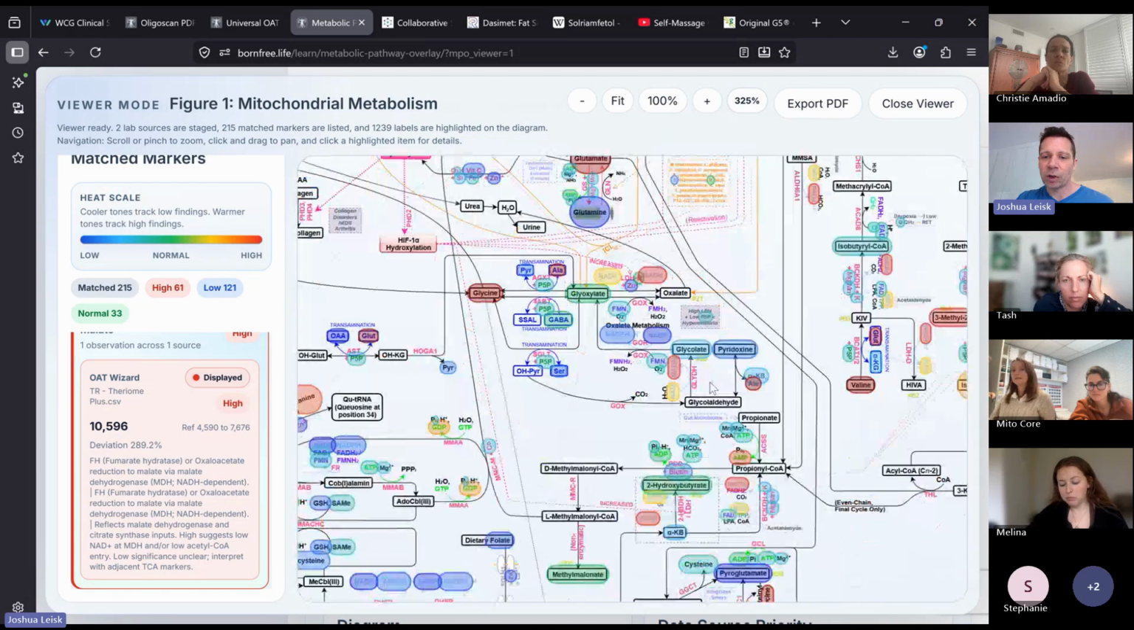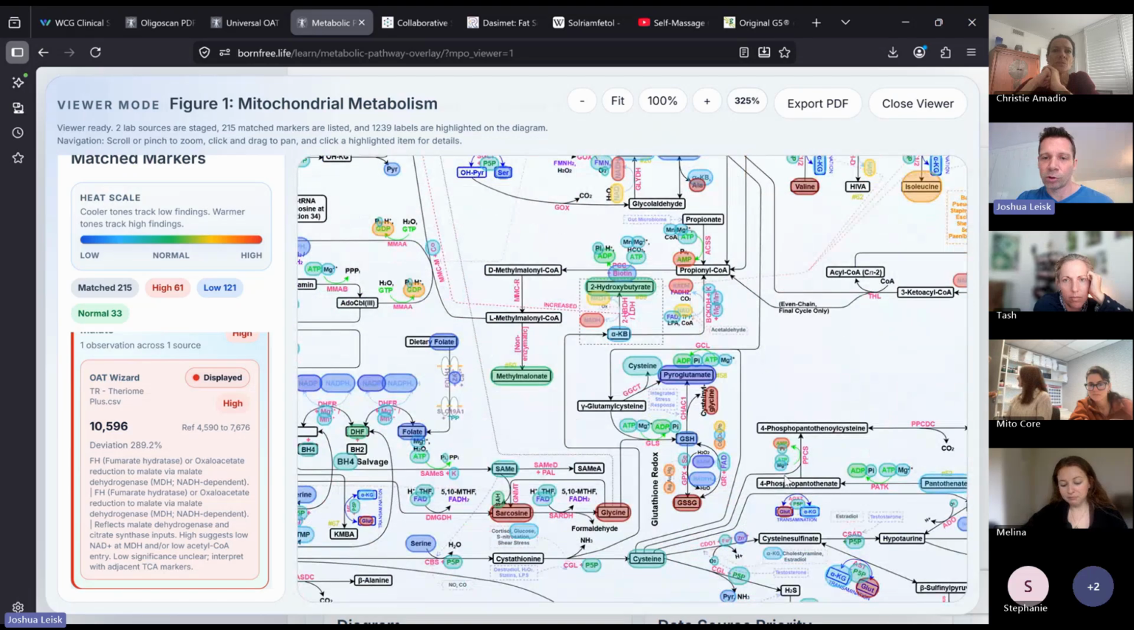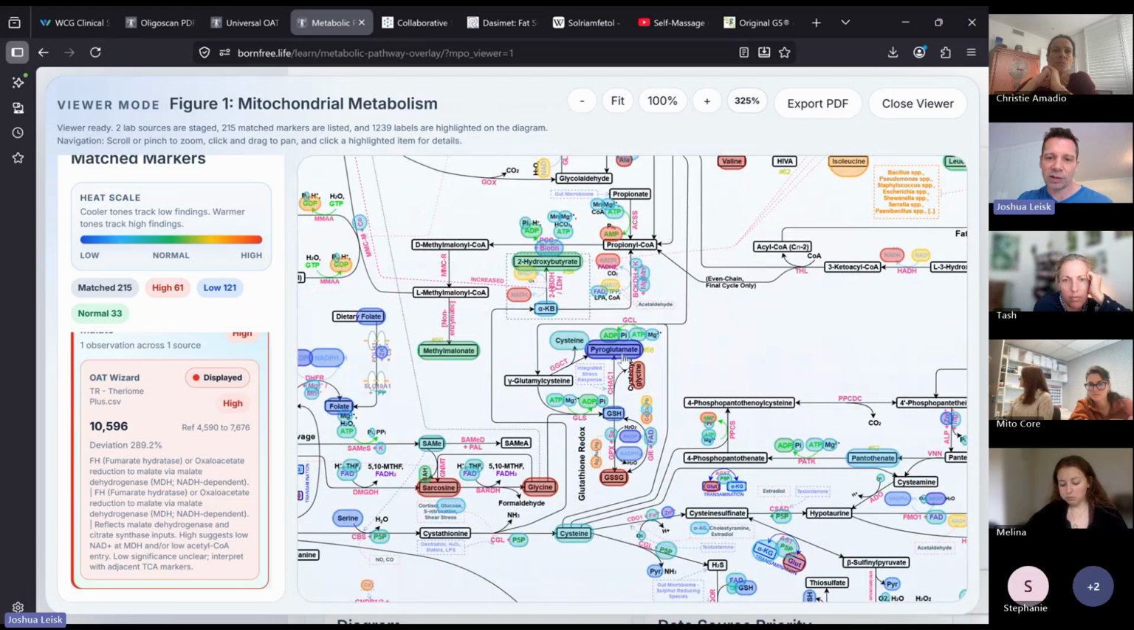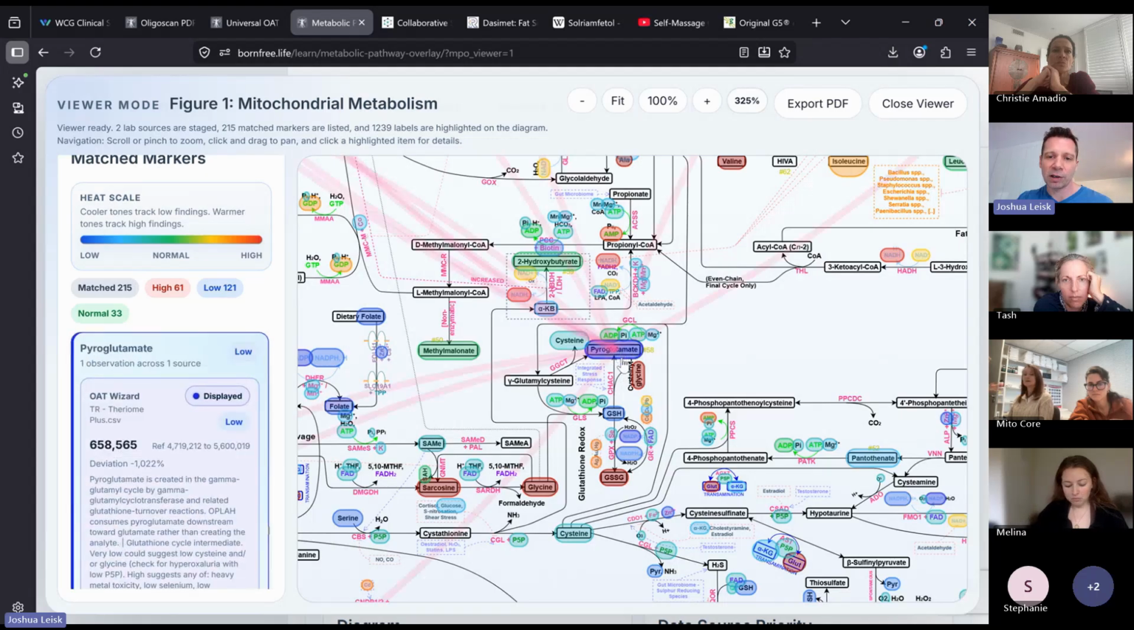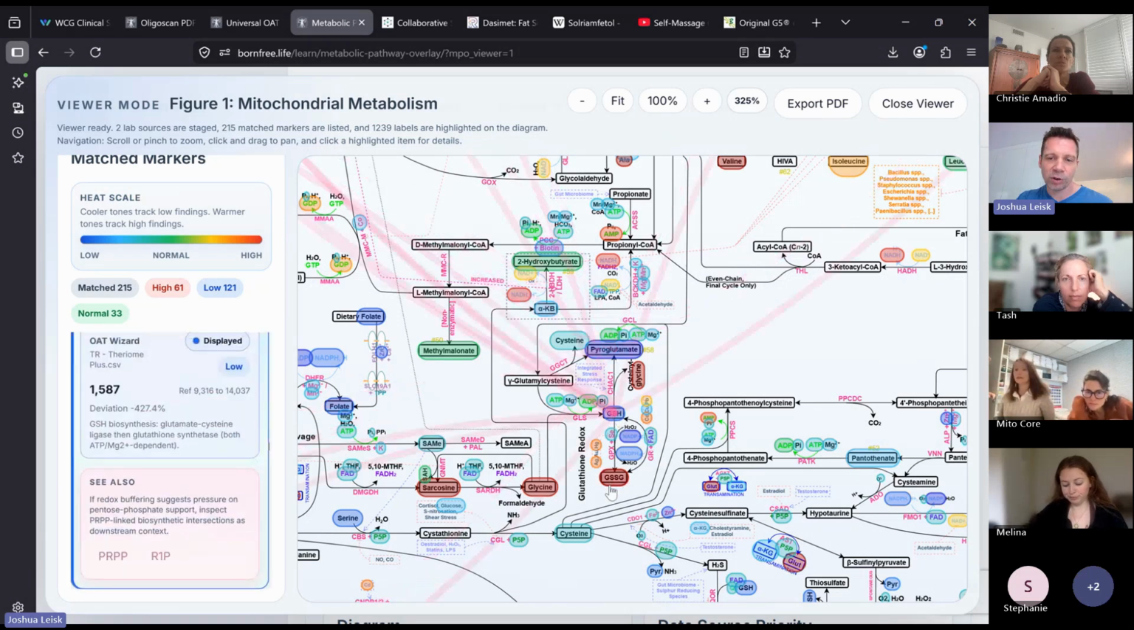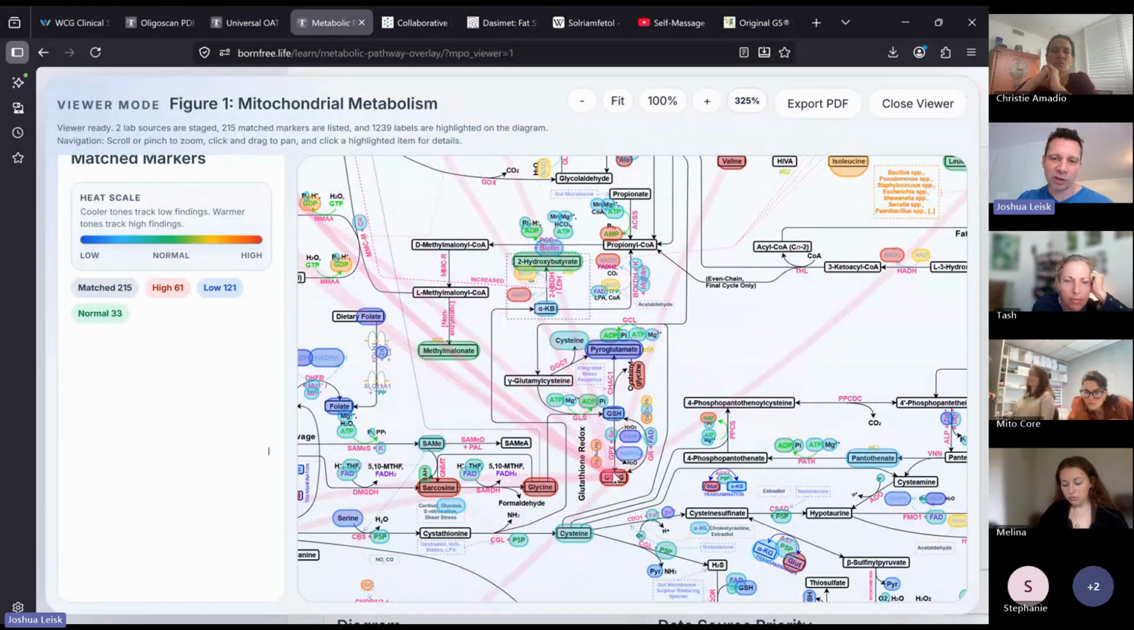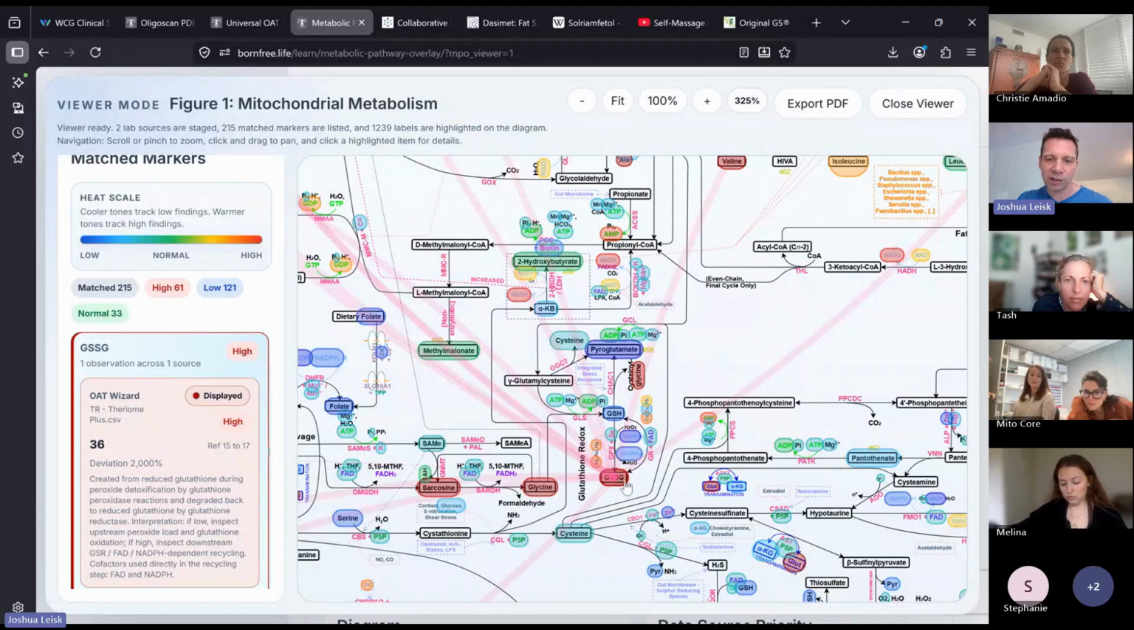We then have a lot of resolution over the glutathione metabolism. In this case, even though we've got low pyroglutamate, which is the only dashboard marker that we get in the MosaiQ and the other OATs, because we have resolution that includes reduced glutathione and oxidized glutathione, we can see that the bottleneck is actually here.